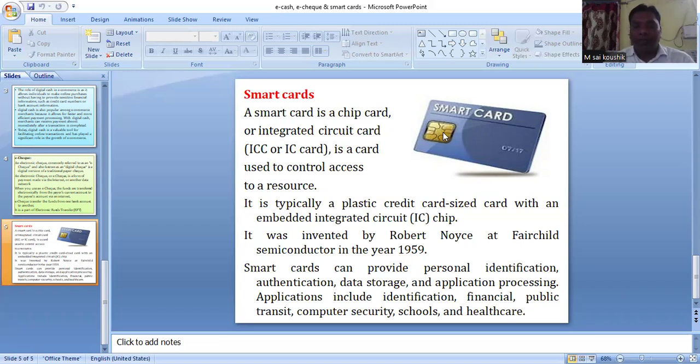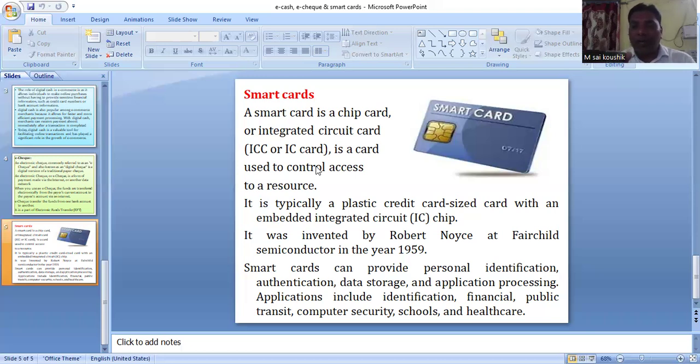So applications include identification, financial, public transit, computer security, schools information, healthcare, every kind of sectors will utilize this kind of cards. Smart means is electronic way. It is a purely electronic application. I'm writing here, a smart card is a chip card or integrated circuit card, a card used to control access to a resource.